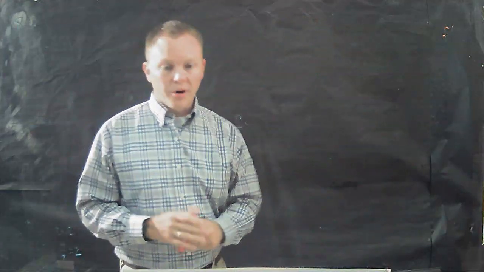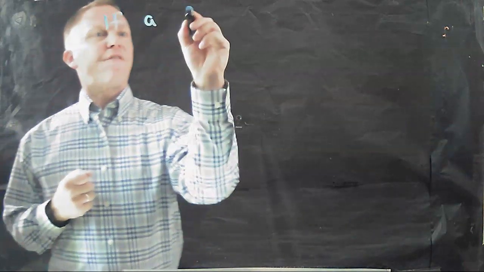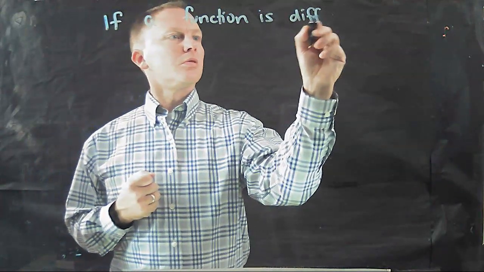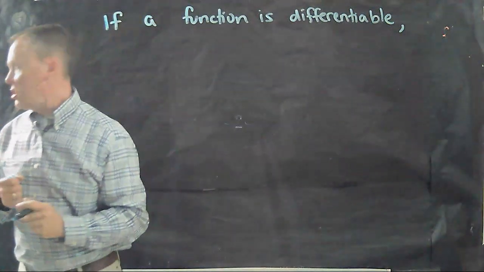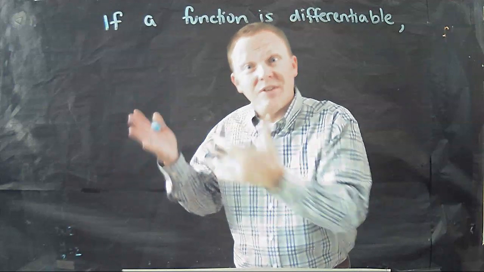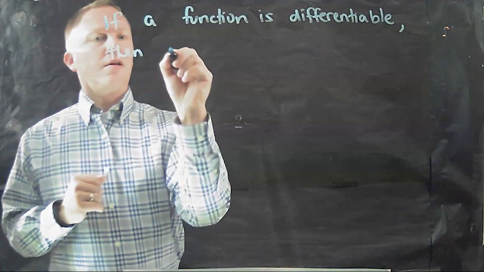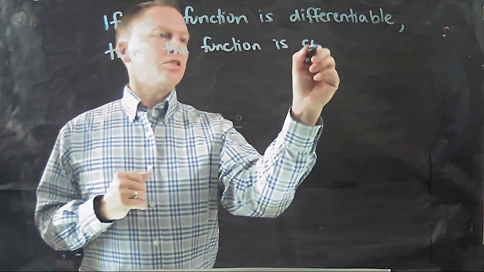Okay, so I've now erased the board. Now we're going to tie these ideas together. And this big rule, this theorem, whatever you want to call it, is that if a function is differentiable, now, what does it mean for a function to be differentiable? It means that the derivative is continuous. If a function's derivative is continuous, then the function is continuous.